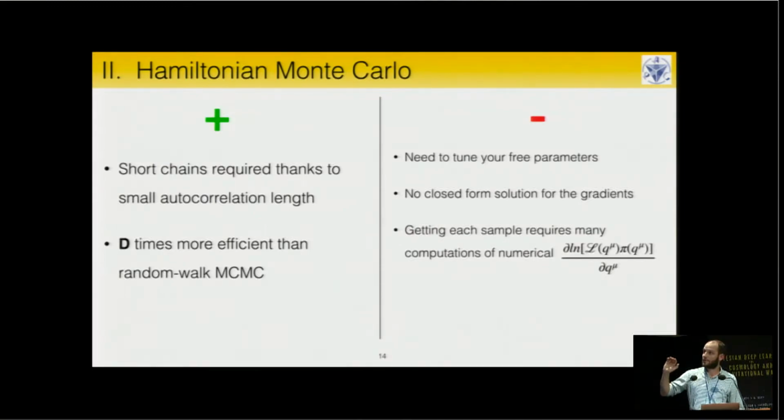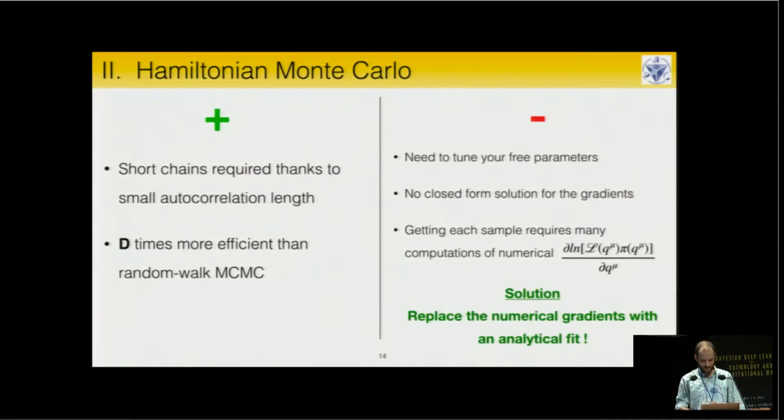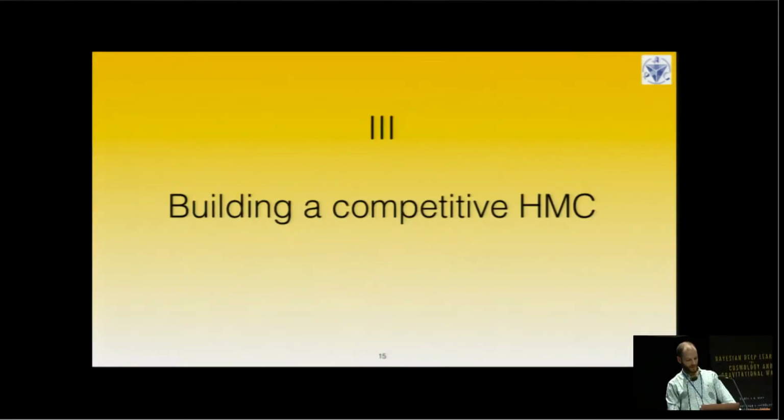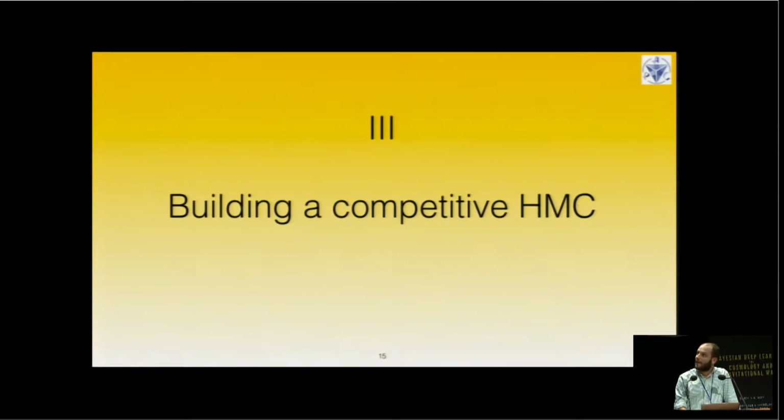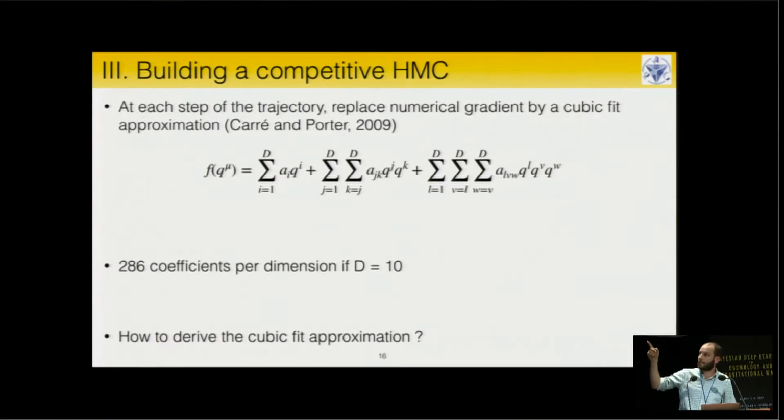So as a summary, the advantage is the very small autocorrelation lengths. However, the price to pay is computation of numerical gradients. So the solution for this that we found, that we tried and is working, is to replace the numerical gradients with an analytical fit that's going to be much faster. And that's how you can then build a competitive HMC. So how do we do this? The idea is to replace the numerical gradients with a cubic fit, for which you have the formula here for each gradient. So you have some coefficients A to derive.